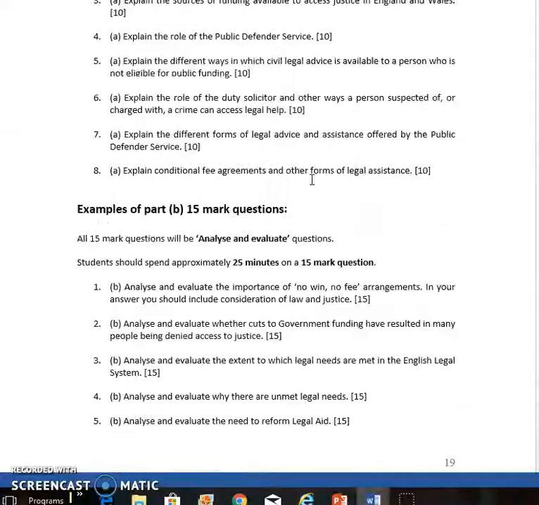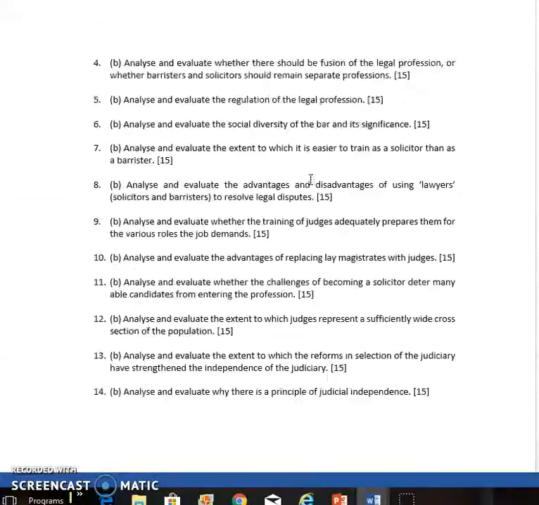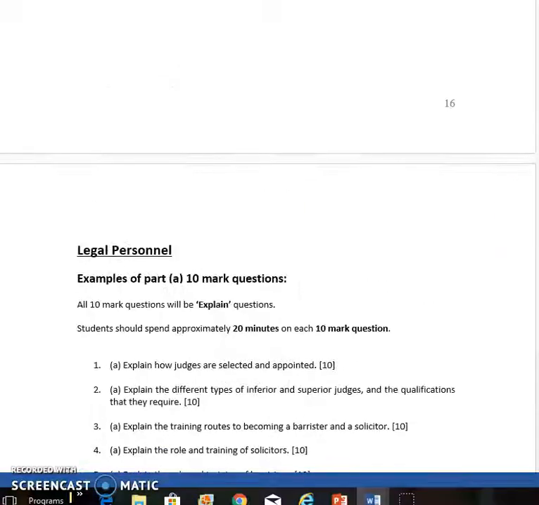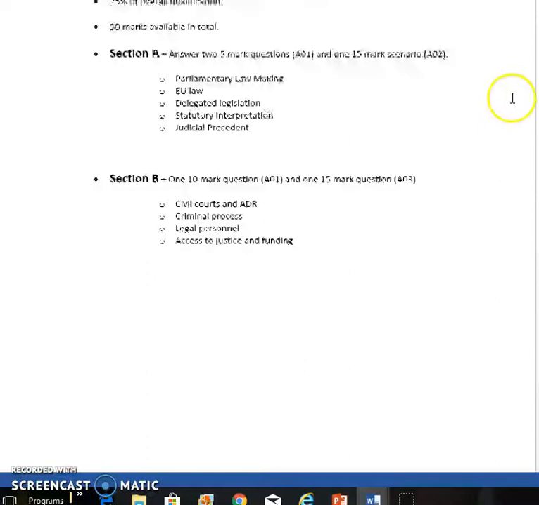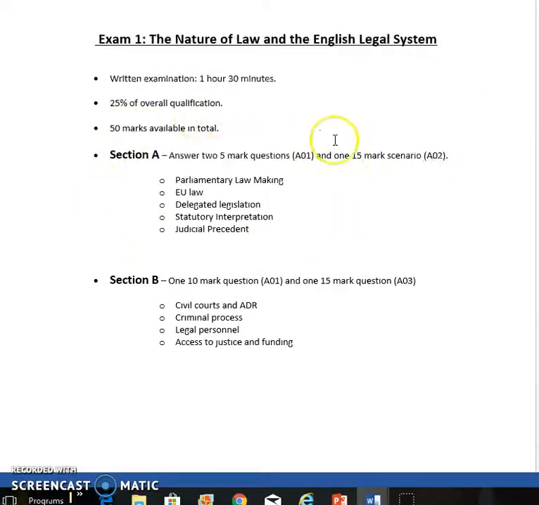So that's the format of the whole exam then. So just to recap for you then, in this exam, you're answering section A and section B. You will answer 2 5 markers, 1 15 mark scenario on section A. And on section B, you will answer 1 10 mark question and 1 15 mark question. And that is 25% of your overall qualification.